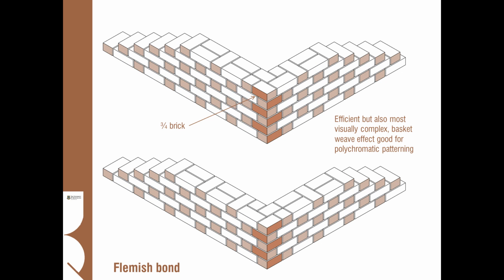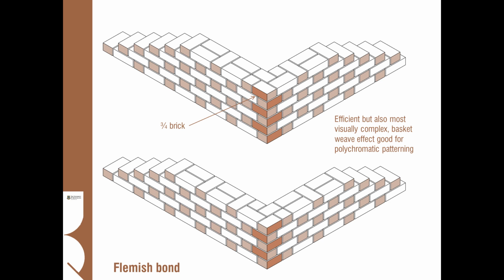Now probably my favourite is the Flemish bond. It is complex, and you need to concentrate always on how it goes together. There is a little bit of waste, because it uses a three-quarter brick at the corner to make it work, and it doesn't recover that quarter anywhere else. But the Flemish bond is very strong. It's reasonable in terms of the way it uses material, and it gives a varied patterning, but a consistent patterning as well.